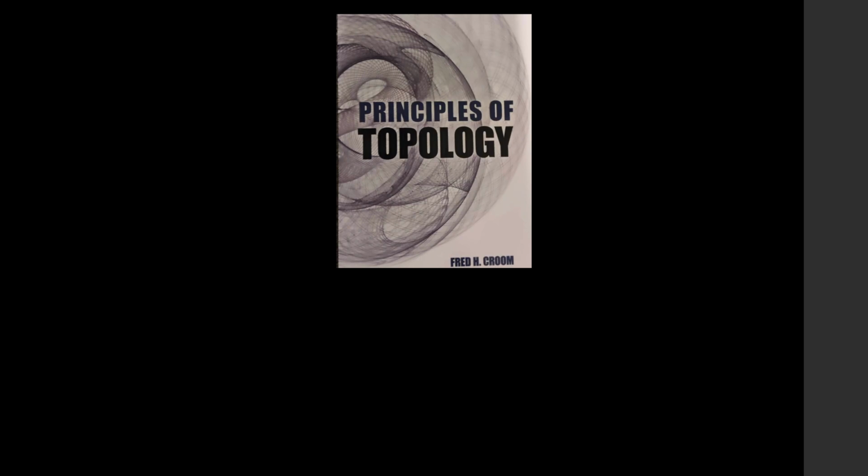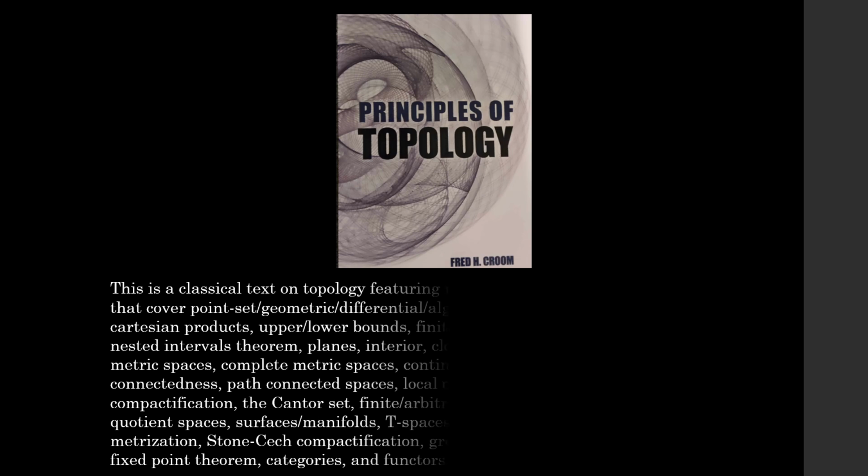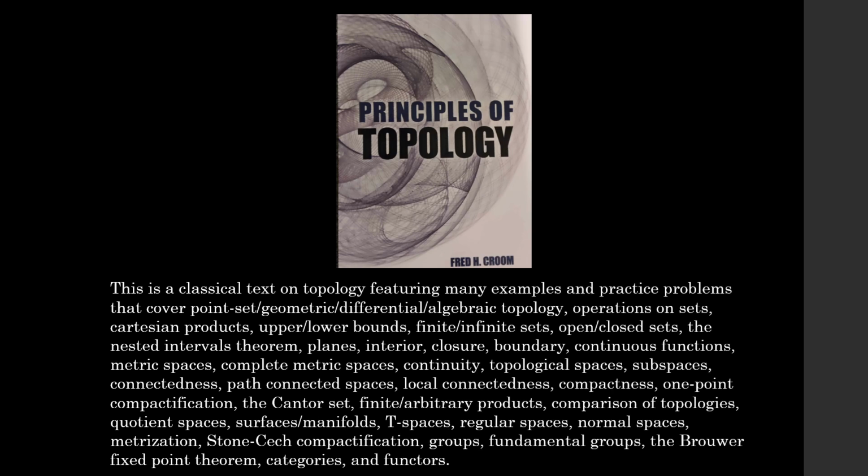Now we have Croom's Principles of Topology, another legendary book. This covers point set, geometric, differential, and algebraic topology. At least it gives a decent introduction to all of those fields. So yeah, you're going to learn about bounds, finite infinite sets, open closed sets, planes, interiors, closure, boundary, continuity, metrics, and all the spaces that these things form. So you're going to learn about topological spaces, metric spaces, connectedness, compactness, all these things, all the way up to fundamental groups, categories, and even functors. This is a legendary textbook.